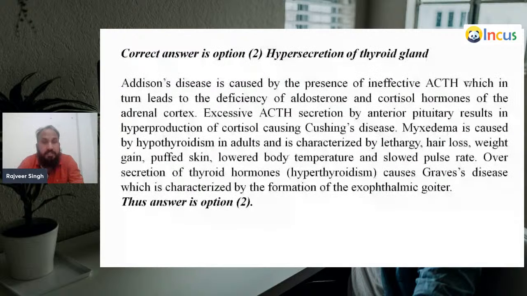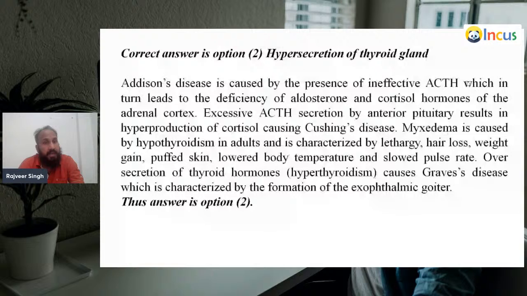Because our answer will be second. Addison disease is caused by the presence of an inactive ACTH, which in turn leads to the deficiency of aldosterone and cortisol hormone of the adrenal cortex. Excessive ACTH secretion by the anterior pituitary results in hyperproduction of cortisol, causing Cushing disease.